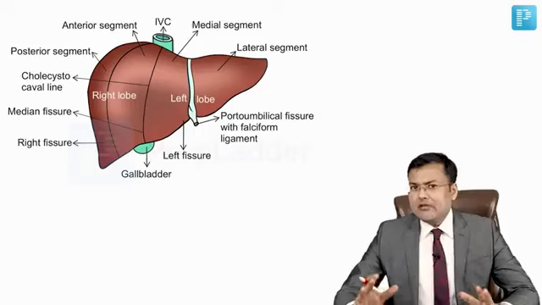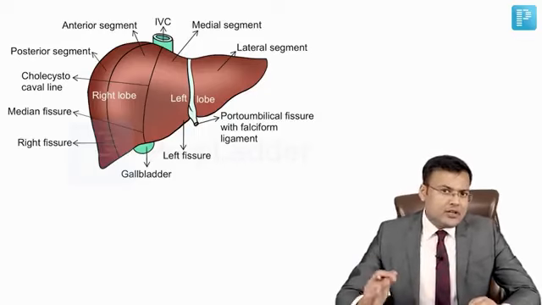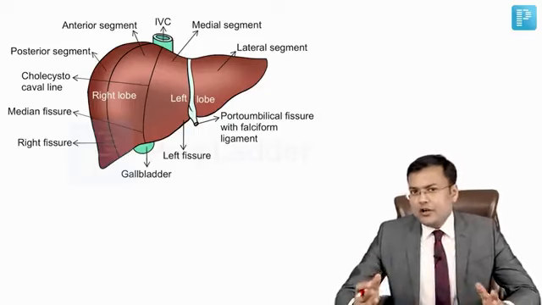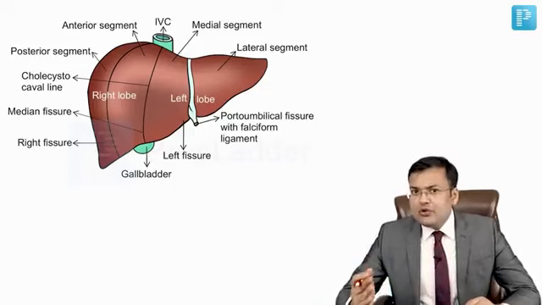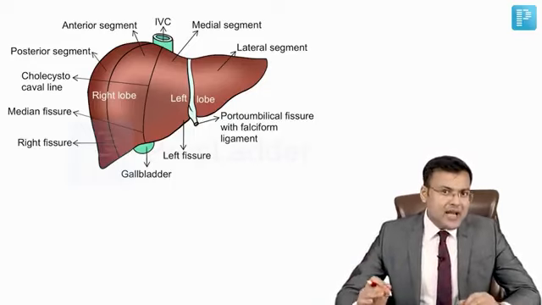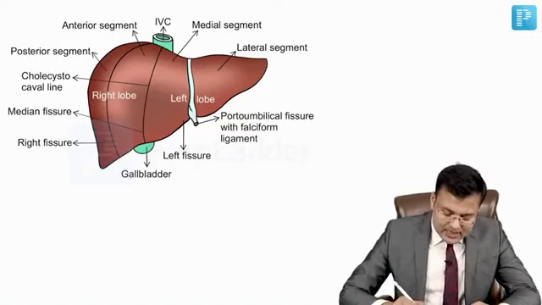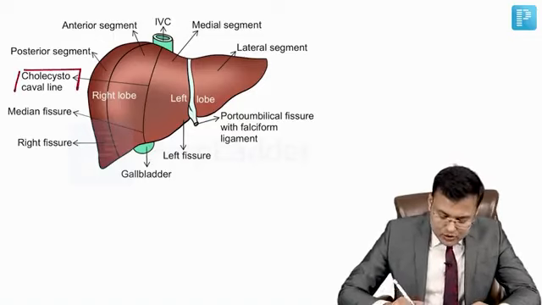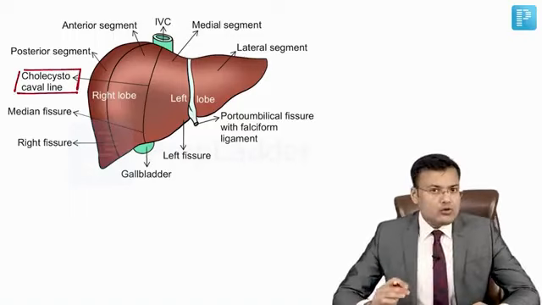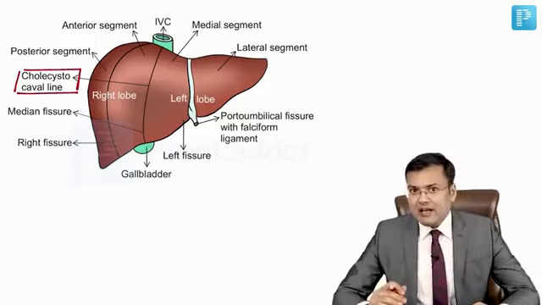In a latest exam, there was one question that the functional division or physiological division of liver into two halves is done by an imaginary line. And what is the name of that line? The name of that line is cholecystocaval line, also known as cholecystovena caval line.